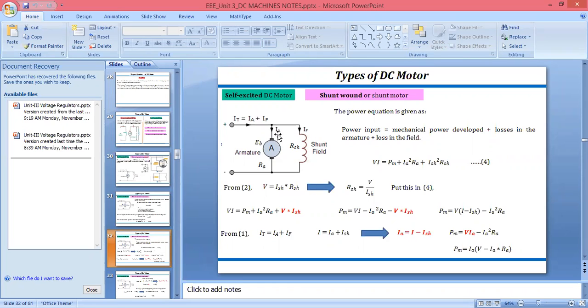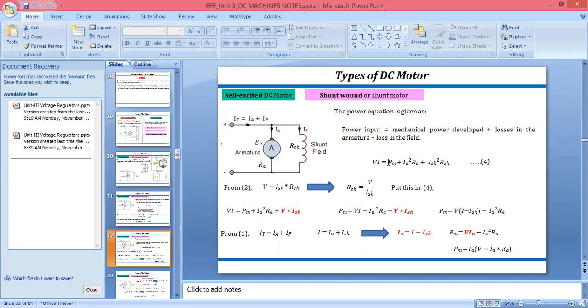So the incoming power, input power, we can take as V into I. This is nothing but the total current. Equal to mechanical power. Mechanical power we are taking as PM. We have already studied these things in the torque equations. हमने टॉर्क का इक्वेशंस देखा है. उसके बाद Pm इक्वल टू W इंटू टी, we have seen 2 pi n into torque.